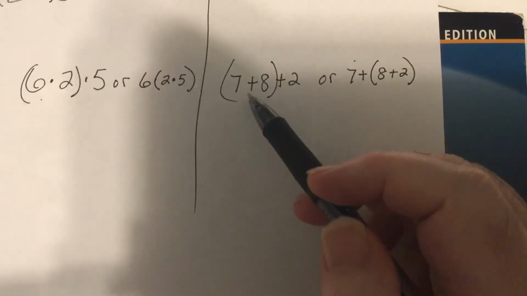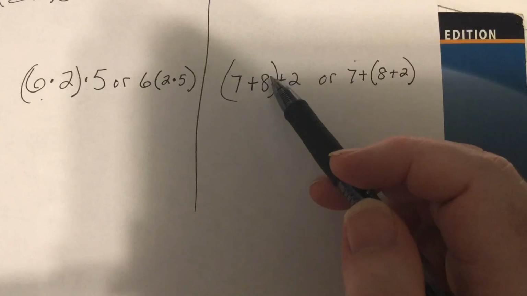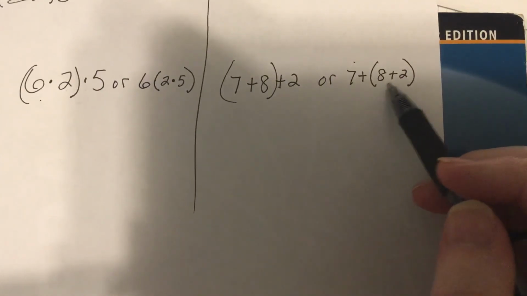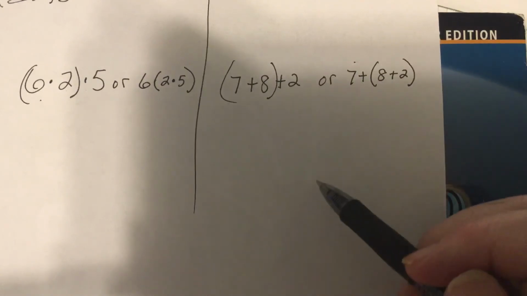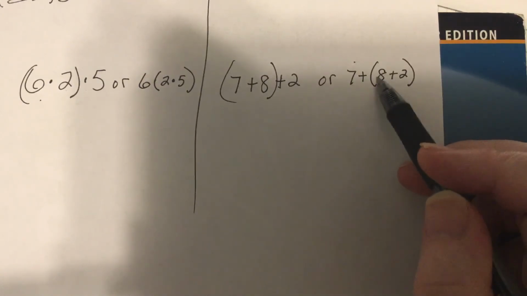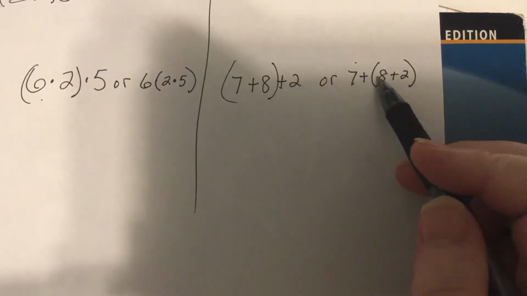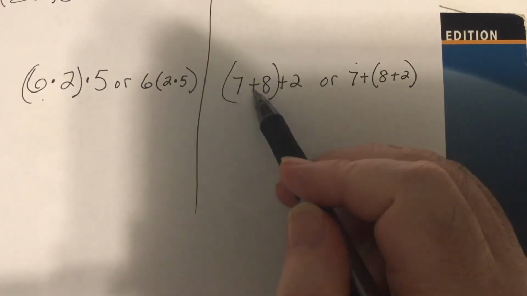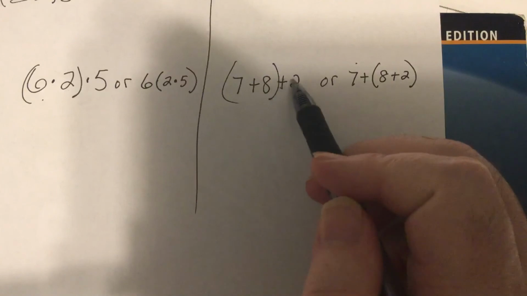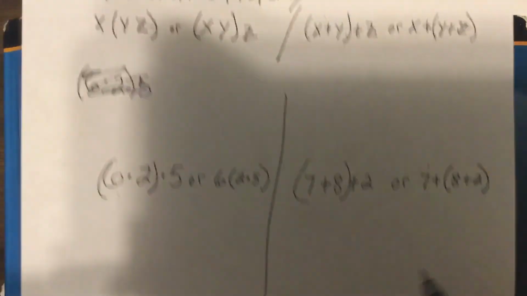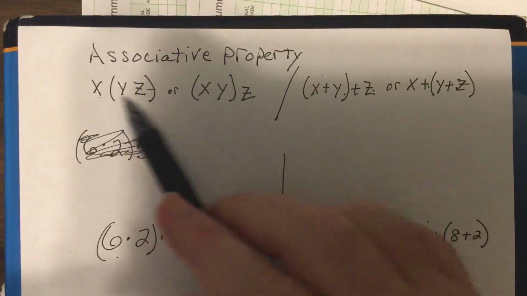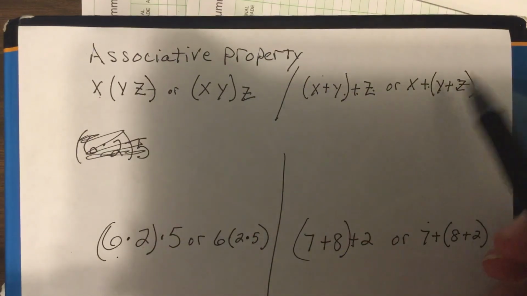Same with adding. You might have 7 plus 8, which isn't horrible, plus 2. But if I regrouped it, if it's just addition, I can regroup it. 8 plus 2, which is 10, plus 7 is 17. Whereas 7 plus 8 is 15. That's not bad, but it's a little bit easier. So associative property has to do with regrouping the terms, if it's just multiplying or just addition.